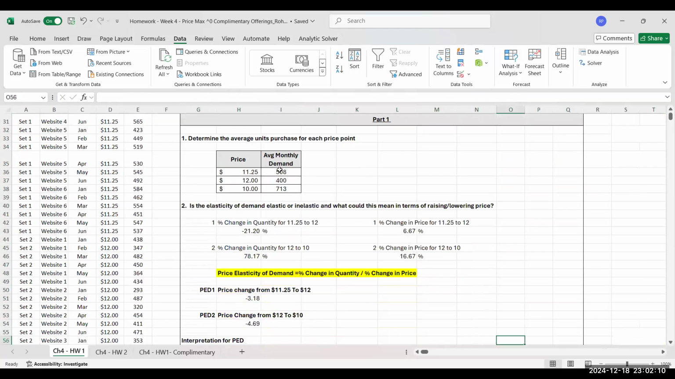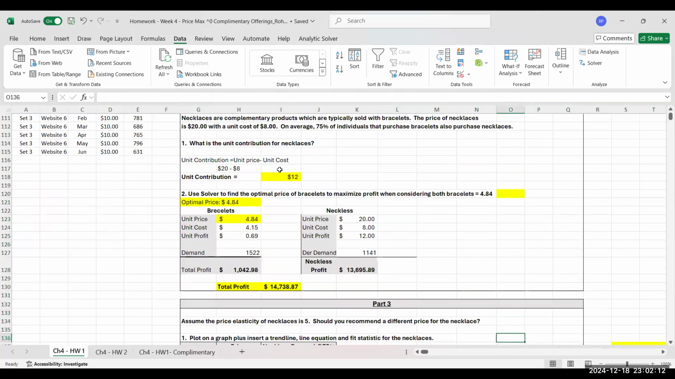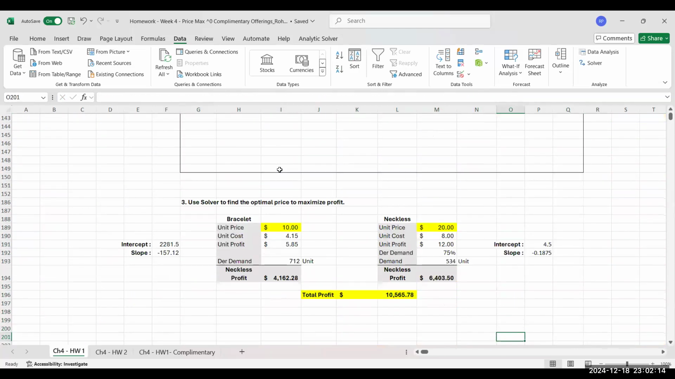Okay, so 75% is the demand for the complementary product. Necklace is basically a complementary product over here, right? So what we are trying to do here, at this price point, we can see that 75% is there, right? Same way, we need our highest profit for both items, bracelet and necklace.